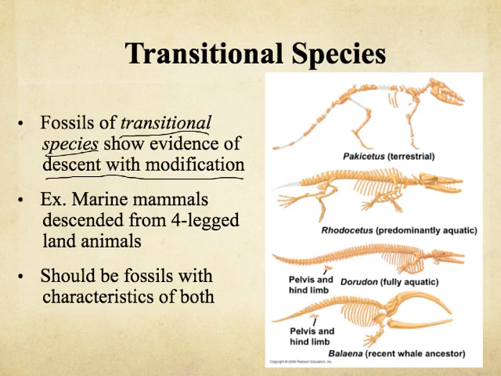So an example is the fact that marine mammals that we have today in the ocean are actually descendants of four-legged land animals. And therefore, if this is true, we should see fossils that have animals with 4 legs, and then animals with slightly shorter legs, and slightly shorter legs, and slightly shorter legs, and each of these in-between fossils would be a transitional species. So let's look at a picture denoting this.